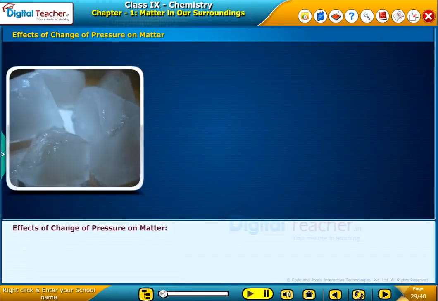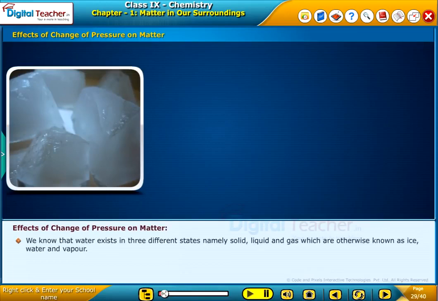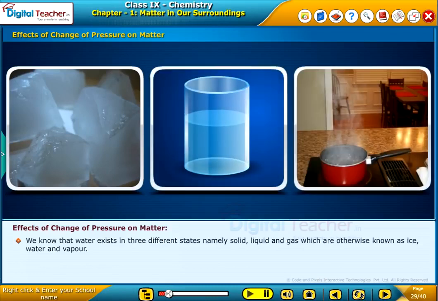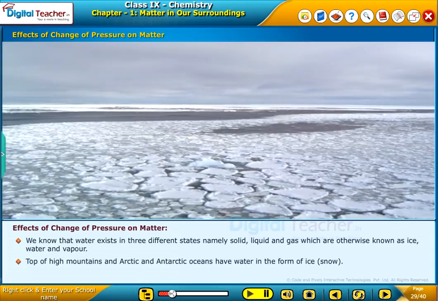Effects of change of pressure on matter. We know that water exists in 3 different states, namely solid, liquid and gas, which are otherwise known as ice, water and vapor. Top of high mountains and Arctic and Antarctic oceans have water in the form of ice, that is, snow.